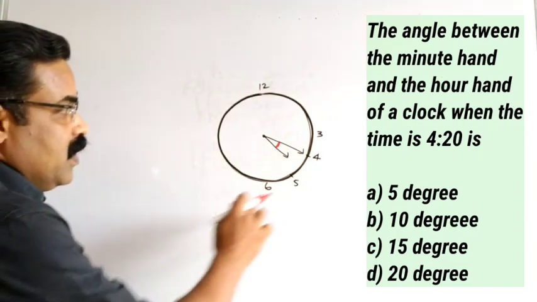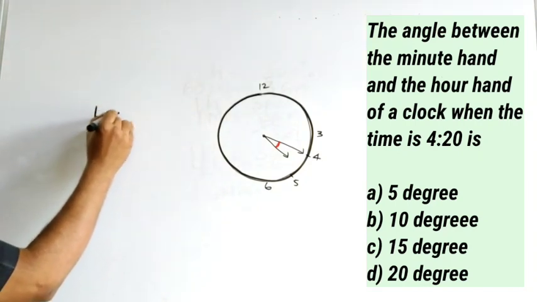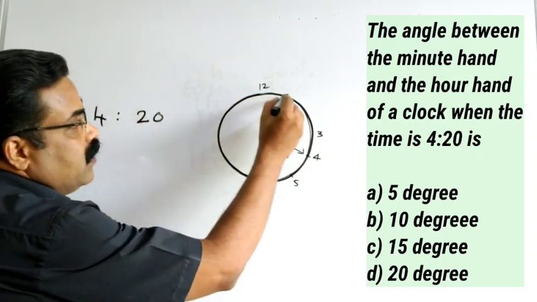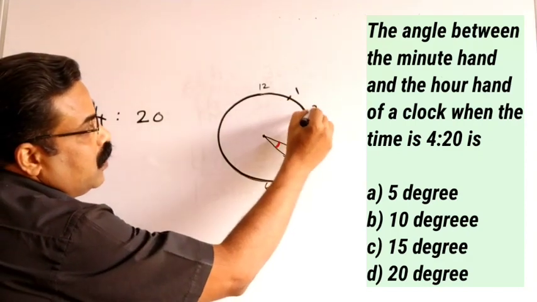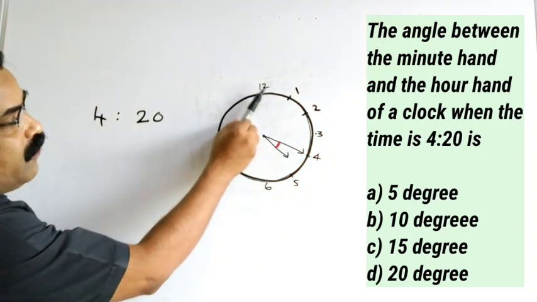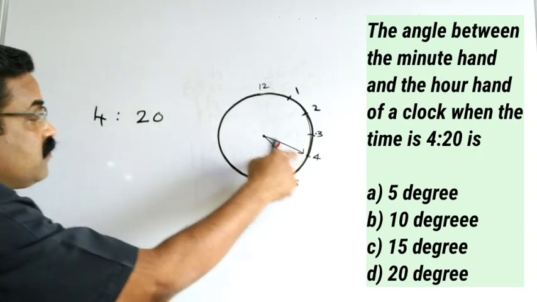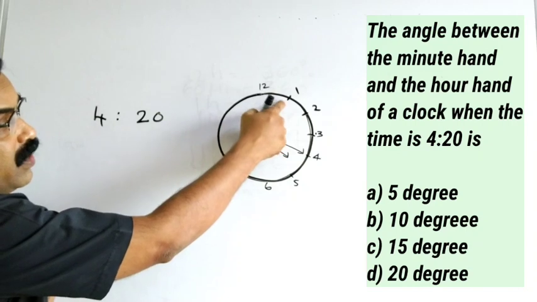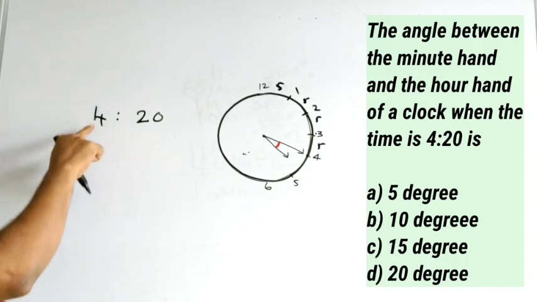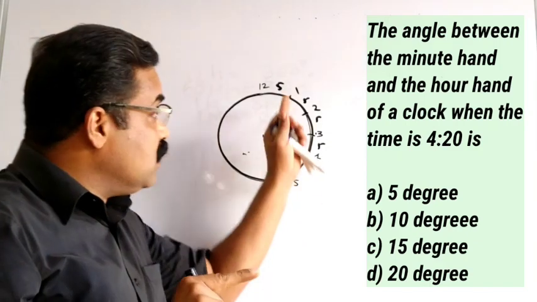Here you can see 4:20 is the time. Understand the concept very clearly, students. From here, this is 1, this is 2, 3, 4. The minutes are 5, 10, 15 and 20. So 20 minutes, and 4:20 is the time. Every one number is 5 minutes. So what we are going to do now is convert this 4 also into minutes, by multiplying 4 by 5.